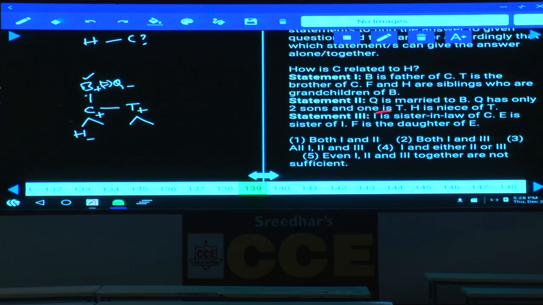Are you getting the answer or not? H is the niece of T. Then what is the question here? How is C related to H? Tell me. C is the father of H. Clear? Hence, for question number 139, which statements are required? 1 and 2 are required, both 1 and 2.